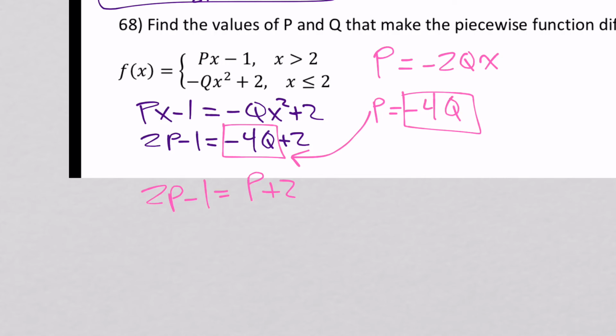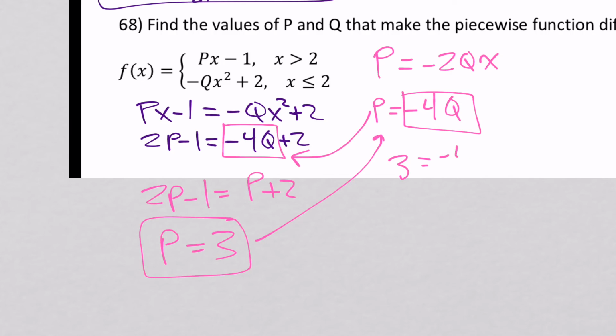Let's subtract p from both sides, so we now have a p on the left. Let's add 1 to both sides, so p equals 3. If p equals 3, what is q? Well, let's take that 3 and put it back here. So 3 equals negative 4q, which means q equals negative 3 over 4. Finished. Not very much work necessary to do that problem.